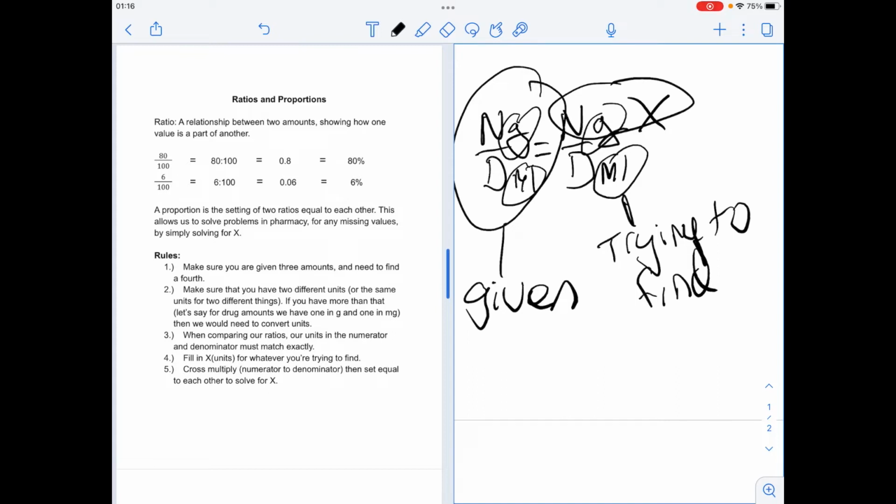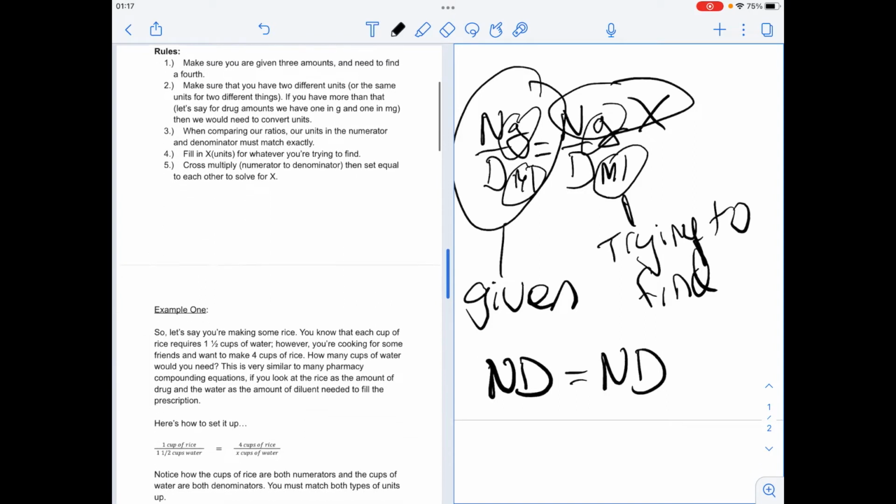So once you fill in your 3 numbers and your x for the fourth, then you cross multiply to solve for x. So here, since we're setting equal, we can cross multiply. So in the end, you're going to want to see something like ND, because you're going to multiply the numerator and denominator, and then the next numerator and denominator, setting each other equal. So ND. So that's what you're going to want to see. So moving on to some examples.